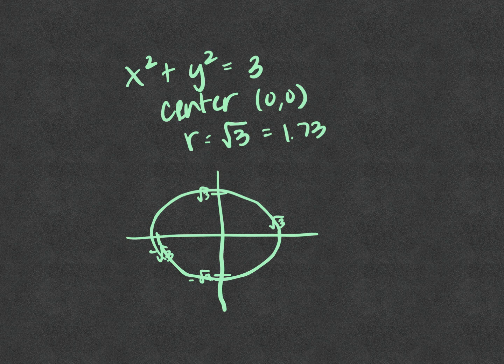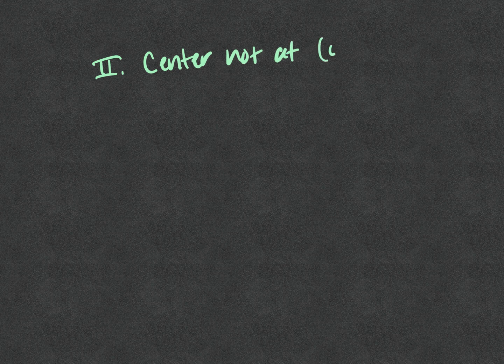So standard form is not too bad. Go practice some of those and then come back, or we can go ahead and build on it. So move it up a notch. When we have a center not at 0, 0, I would call this Roman numeral 2, a center not at 0, 0. It's the second part of the lesson.